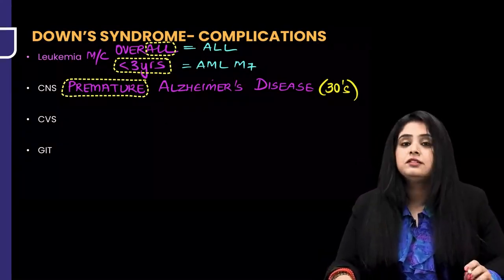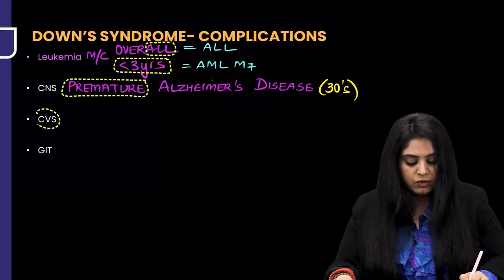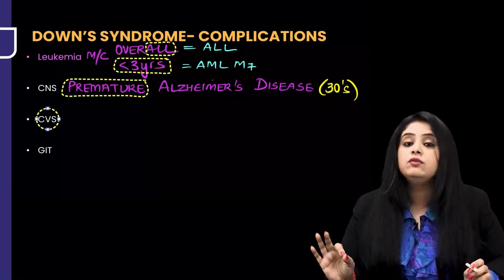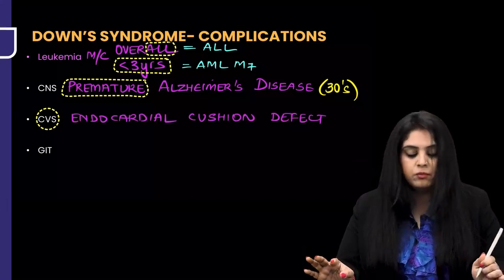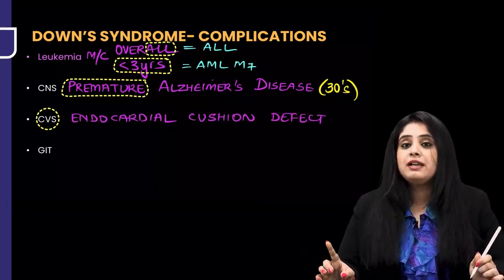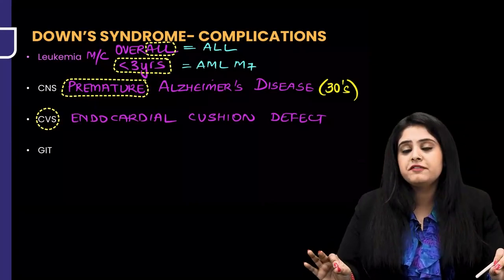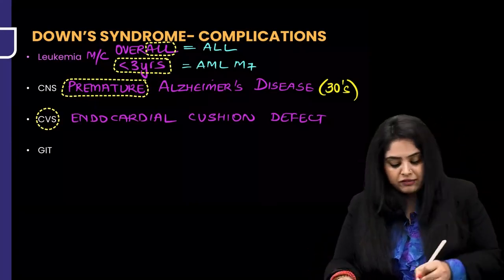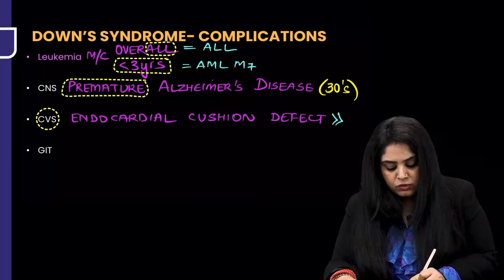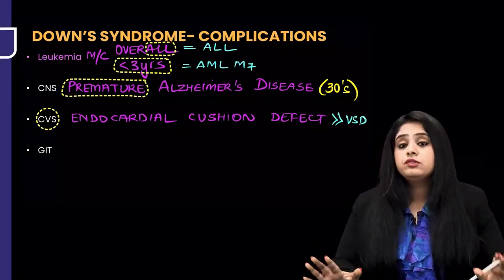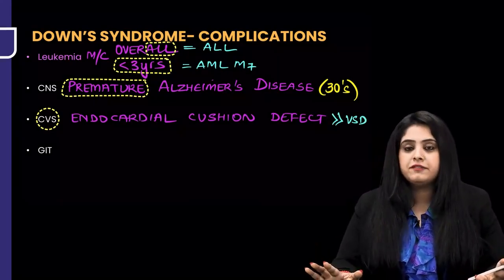Next, this is the most important question that I'm going to ask you. What is their cardiovascular abnormality? The most common cardiovascular abnormality is endocardial cushion defect. Many of the books mention ventricular septal defect. That is an old answer. So yes, ventricular septal defects are known, but those are like later on. The most common is going to be endocardial cushion defect, right?